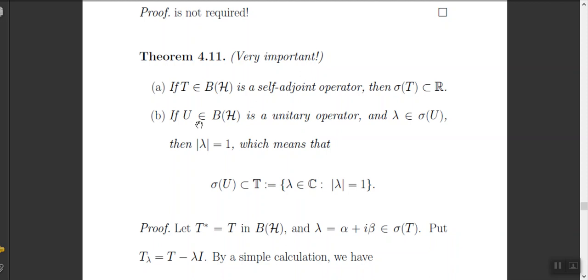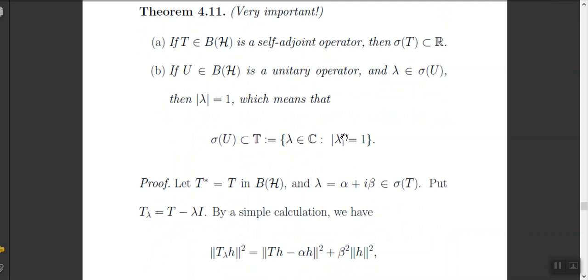So the second statement: if U is a unitary operator and lambda is an element of the spectrum of U, then the absolute value of lambda equals 1. This simply means that the spectrum of U is a subset of the unit circle. This T, the unit circle, it means all scalars such that the absolute value of lambda equals 1. So in the complex plane, this T is denoted like this, a unit circle centered at the origin.